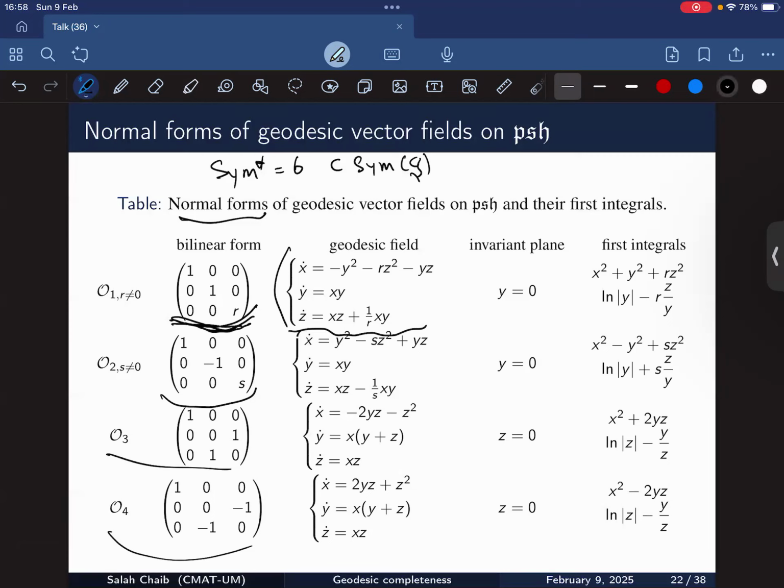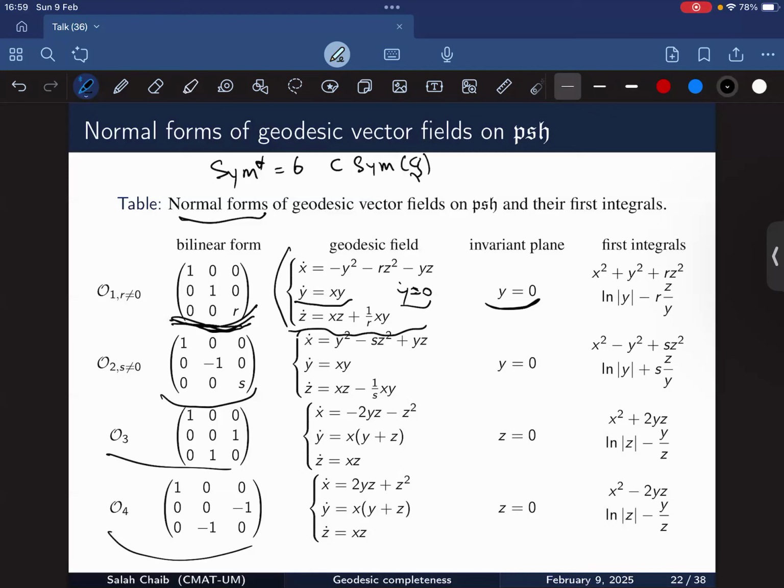Here you can note that y equals 0 is invariant, because if you take y equals 0, you see that the equation for y dot will be 0. This means that the y coordinate will not vary locally, and it will stay 0. So if you start with an initial condition in this plane, you'll stay inside this plane.